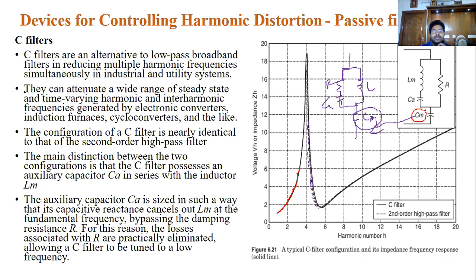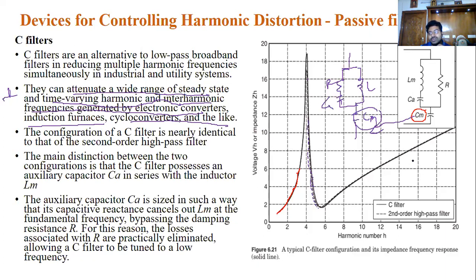Because of adding this one, you can see it is used for a wide range of steady state and time varying harmonics and interharmonics also. Interharmonics are generated by electronic converters, induction furnaces, cycloinverters and cycloconverters. What are the interharmonics?